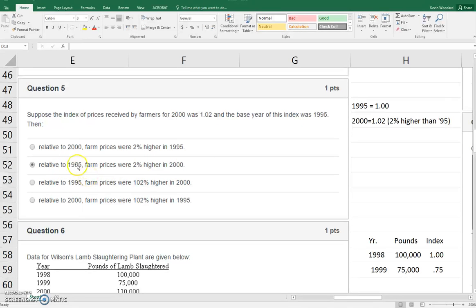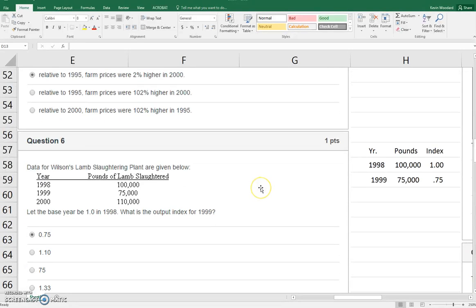So we have relative to 1995, and then we have to go back and say, well, in 1995 it was 100 or 1.0. In 2000, it was 1.02. So that's only 2% higher than 95. So that 1.02, it's not 102% higher. So really, we've narrowed these two down, and we've narrowed these two down. So this is your answer, 2% higher in 2000 relative to 1995.